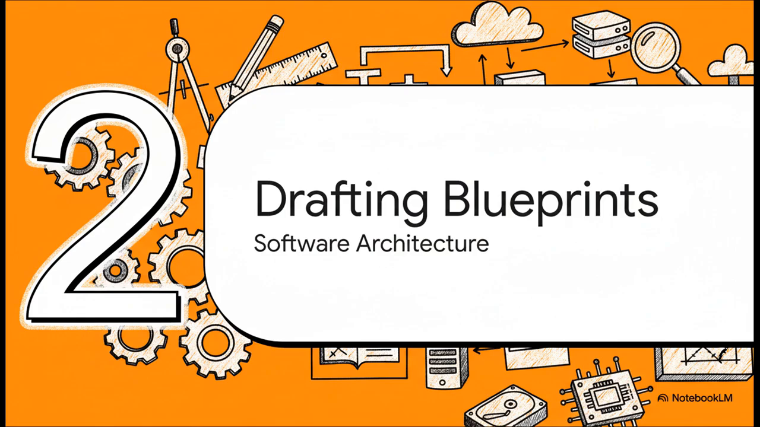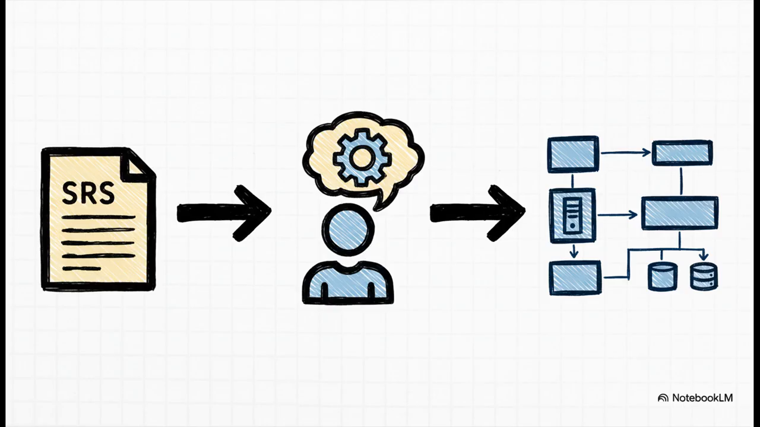It's time to actually start drafting the architectural blueprints for Alex's online store. So in the design phase, the team basically puts on their architect hats. They take the SRS, that whole list of what Alex wants, and they translate it into a technical blueprint.